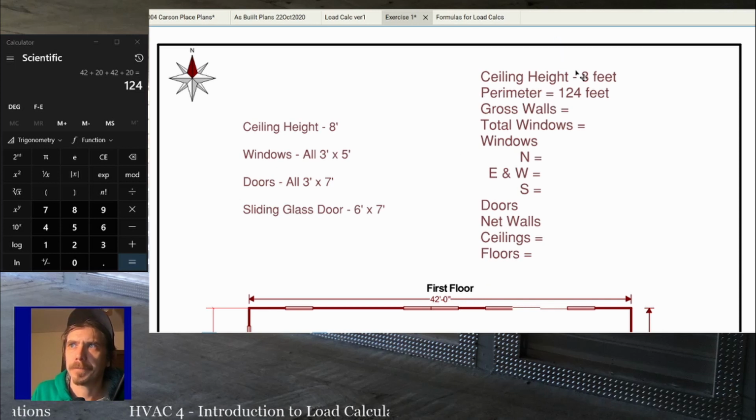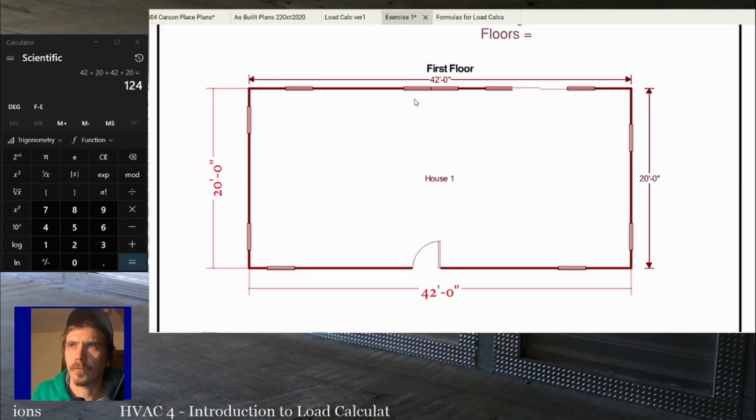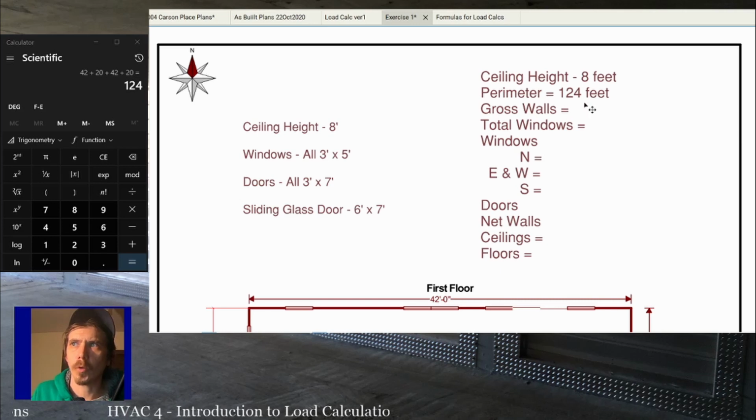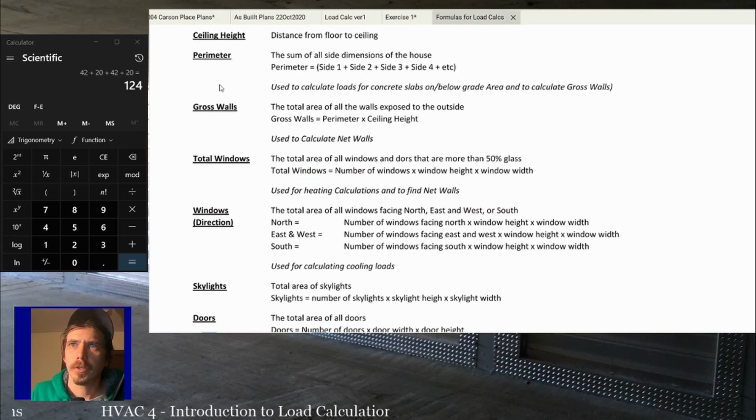So anyway, ceiling height is 8 feet. Perimeter is 124 feet. Again, 42 plus 20 plus 42 plus 20 gives us our perimeter. Gross walls, formulas for load calcs. All right, the sum of all dimensions, perimeter, side 1 plus side 2 plus side 3 plus side 4. We only have 4 sides, so we got our perimeter. We need to get gross walls now.